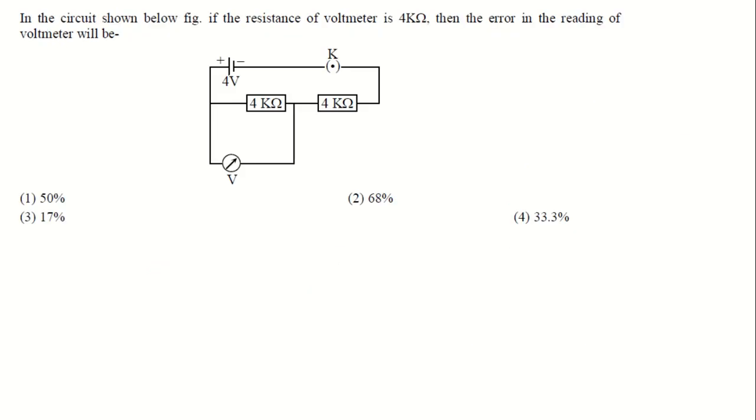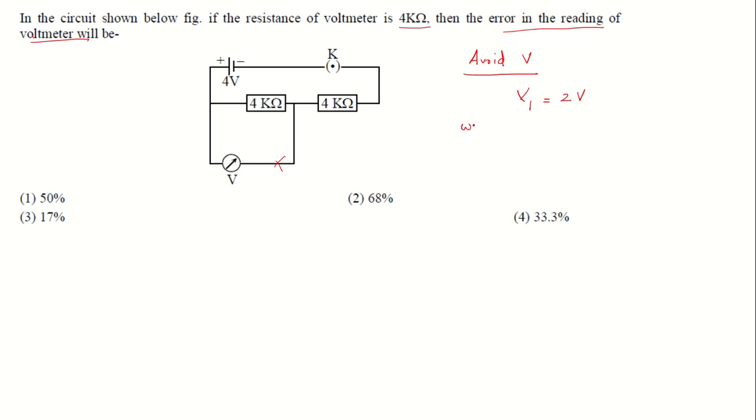In the circuit shown in the figure, if the resistance of the voltmeter is 4 kilo ohm, then the error in the reading of the voltmeter will be what? That is the question. At first we can ignore the voltmeter. Then the circuit is so simple: the 4 kilo ohm is in series with 4 volts, so the voltage is equally distributed. Hence, in the first measurement, the voltage across the 4 kilo ohm is 2 volt.